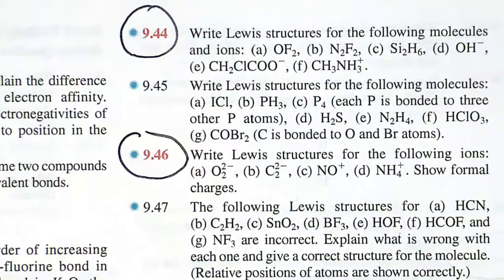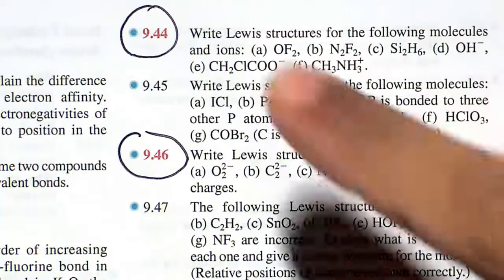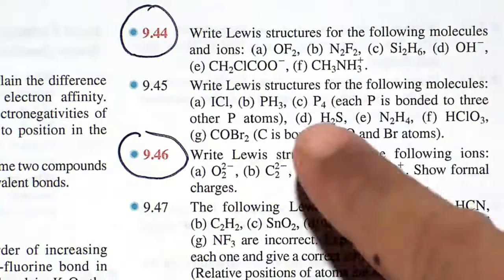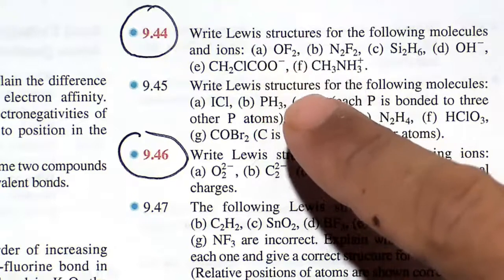In this video, we'll go over the Lewis structures of some common molecules and ions. First, we'll go over OF2. So the key here is to figure out how many valence electrons total that you have to surround the molecule.